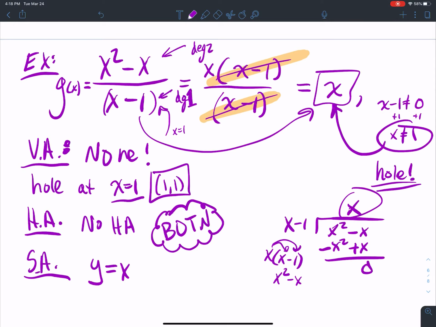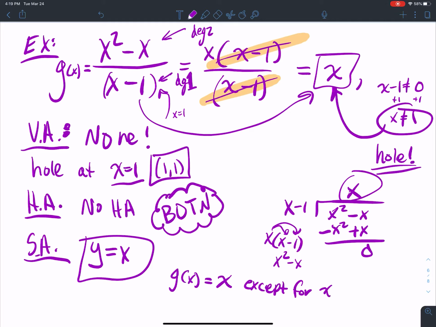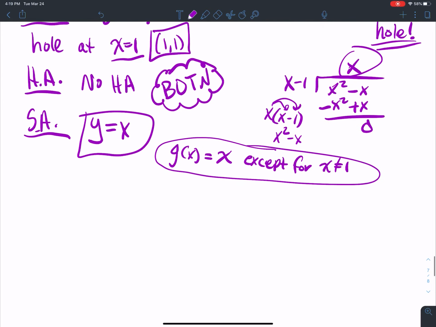This is kind of weird, okay? Kind of weird that your slant asymptote is actually the same equation, but it is not the same equation, okay? The slant asymptote is the line y equals x. The equation is g of x, which equals x, except for x equal to 1, okay? There's a difference here. What is the difference?